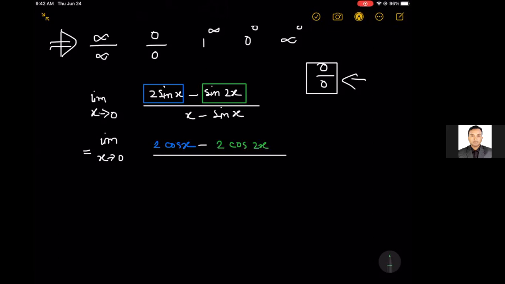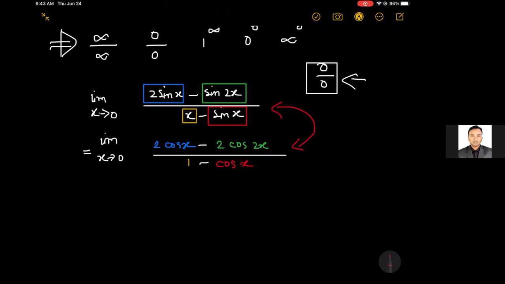What's the derivative of x? It's 1, right? The derivative of x is always 1. And minus, again, for sine x, we know the derivative is cosine x, so you can write cosine x here. The L'Hopital rule says these will be equal: the limit of the quotient of the derivatives as x tends to a certain value is equal to the limit of the quotient of the functions themselves.